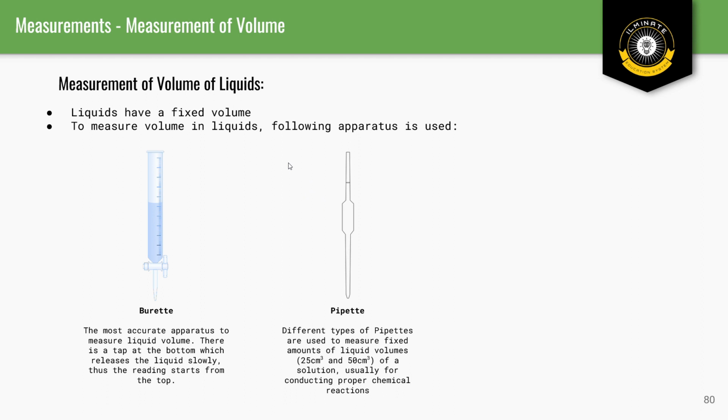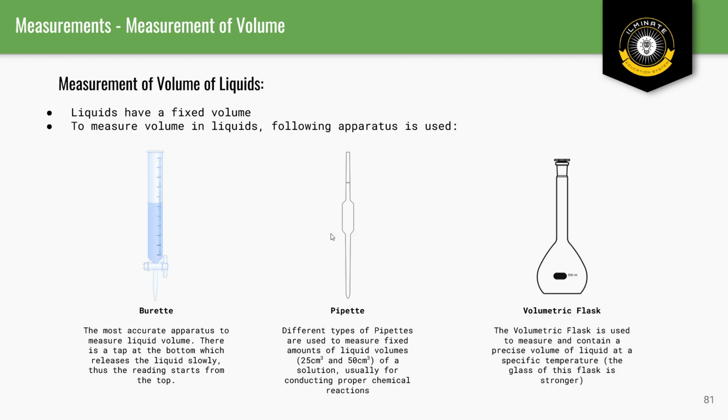So you put that inside the conical flask, and you just click the bulb again, and exactly 25 centimeters cube of acid goes inside. So that's basically a way of ensuring that we have a fixed amount of volume that goes from one instrument to another using a pipette. Then we have the volumetric flask.